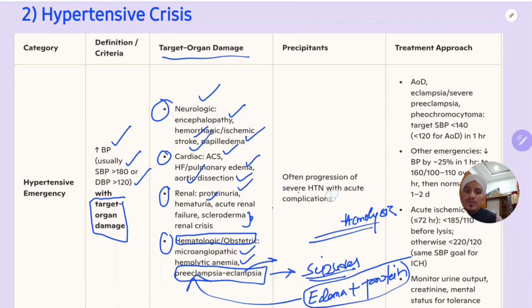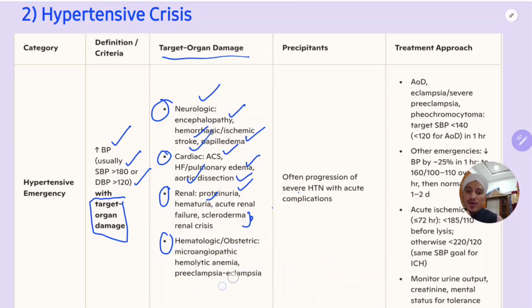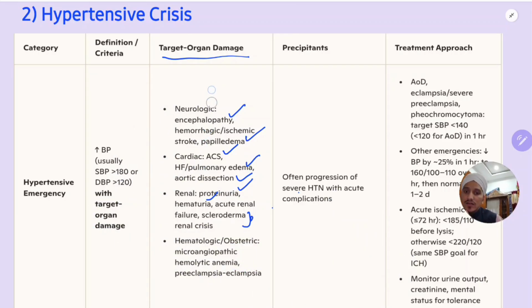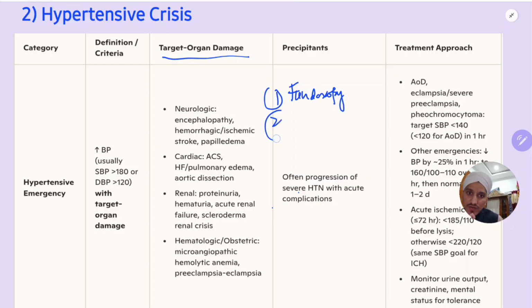So what are the investigations you order in these patients? What are the investigations to exclude hypertensive emergency? Investigation number one is fundoscopy, the number one tool. Number two, you can have blood and urine investigations. Blood investigations, you can do CBC, and if required a peripheral smear for hematologic causes. You will have hemolyzed RBCs in that, and you will do serum creatinine.